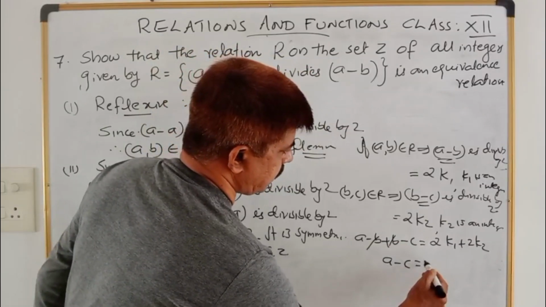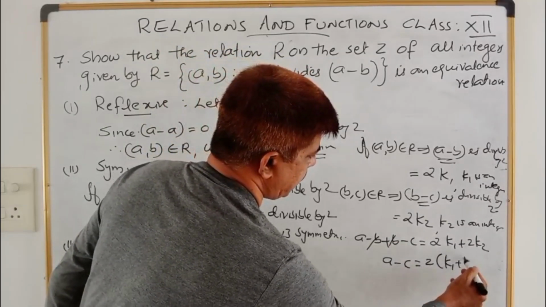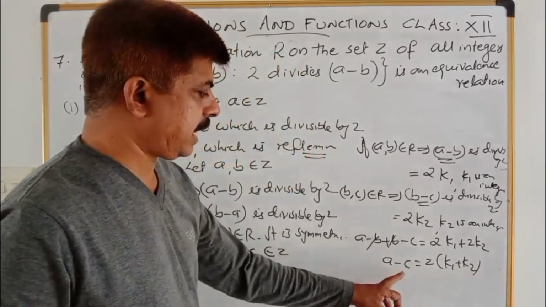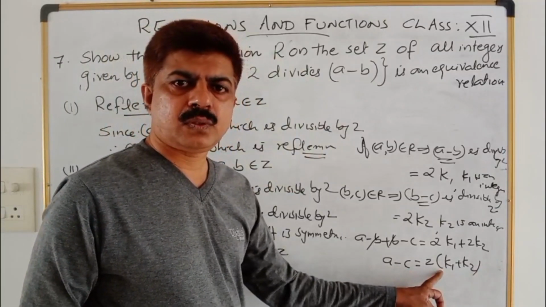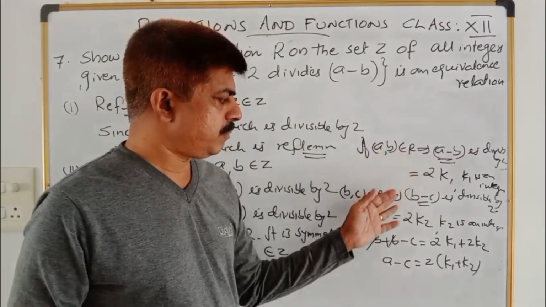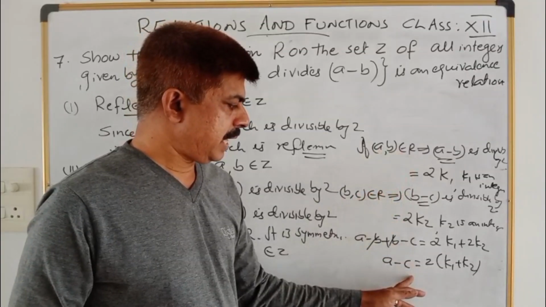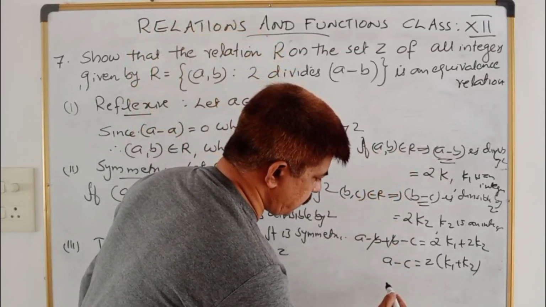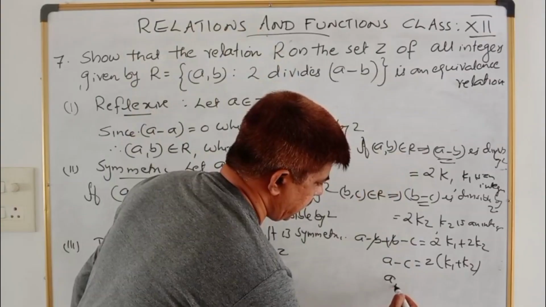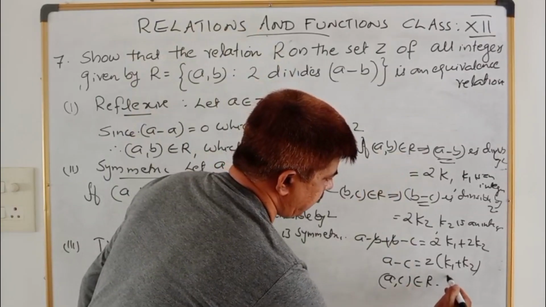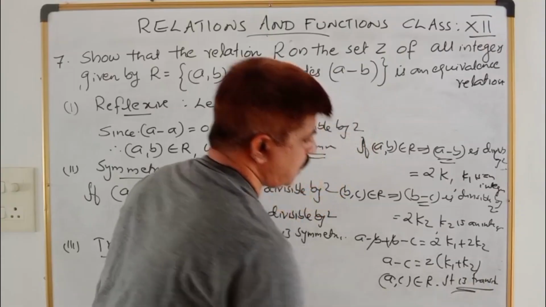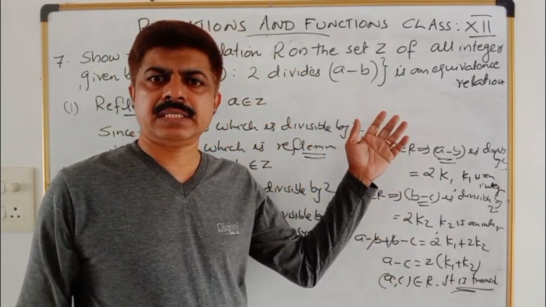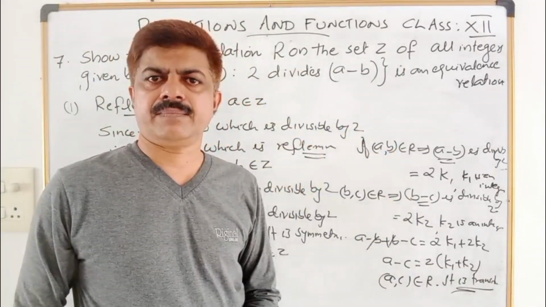A minus C is equal to 2K1 plus K2. The difference between A and C is also divisible by 2. So AB belongs to R, BC belongs to R implies AC belongs to R. What does it mean? Therefore we can write that AC belongs to R. It is transitive also. So we can say that the given relation is an equivalence relation.